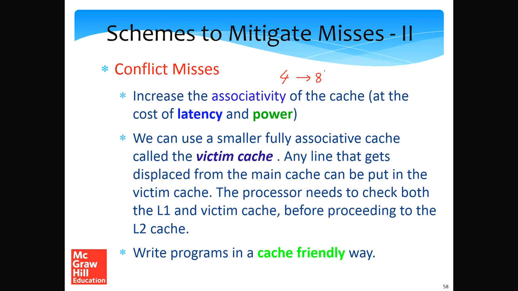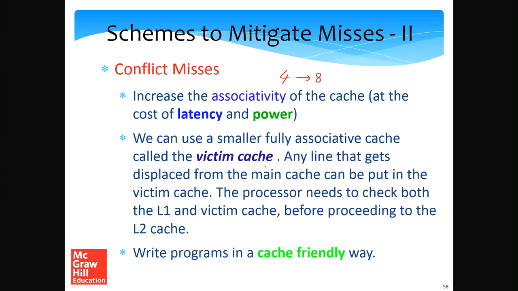Well, this is easier said than done, because the more the number of ways, the more the power consumption because of more comparisons, and the more the latency. Again, because we have more circuits, and there is a certain slowdown that is induced. What we can do instead is use a smaller fully associative cache called a victim cache.